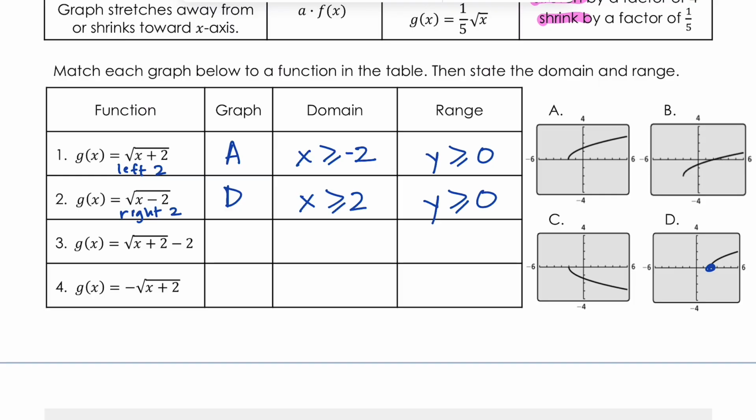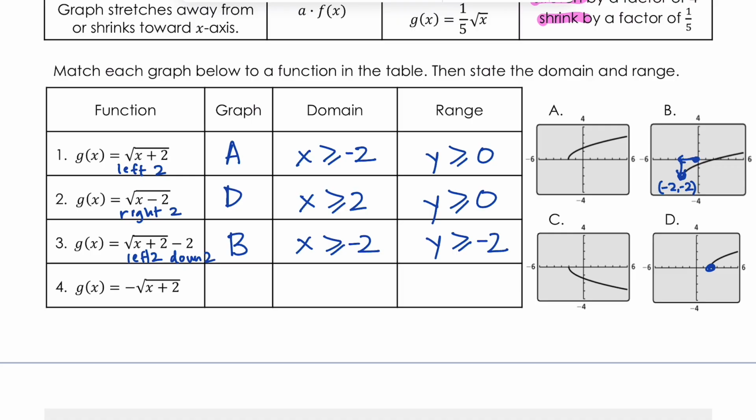Number 3, we have 2 shifts. We have something going left 2, and we have something going down 2. And so that is option B, that it is going from the 0, 0, it's going left 2 and down 2. So its starting point is -2 comma -2. And so that means my x value is going to be greater than or equal to -2. And also my y value from that vertex, it's going up from -2.